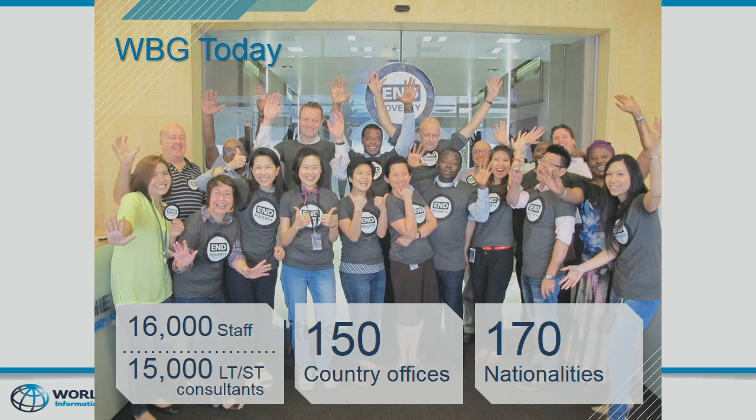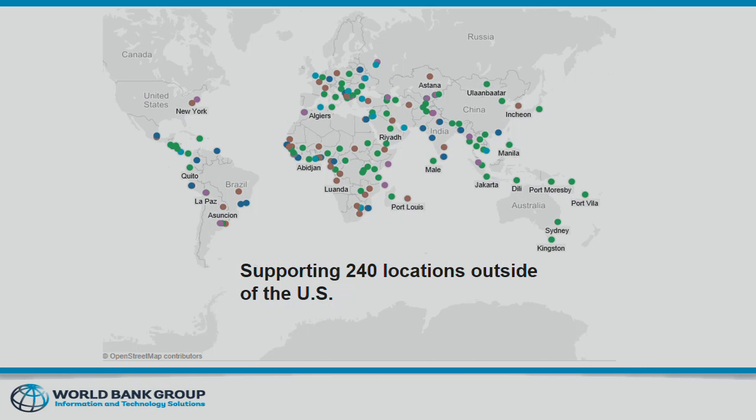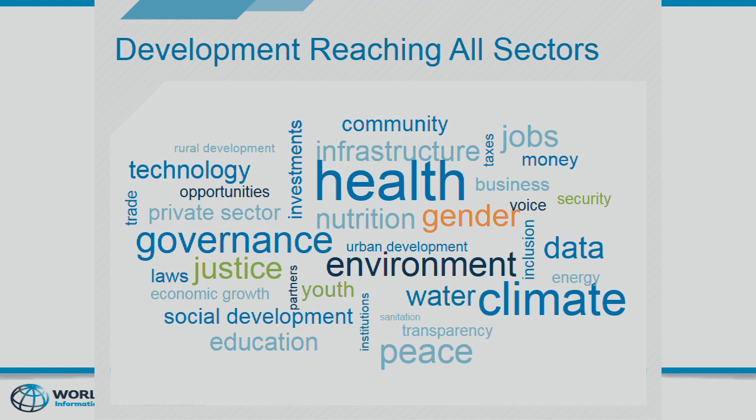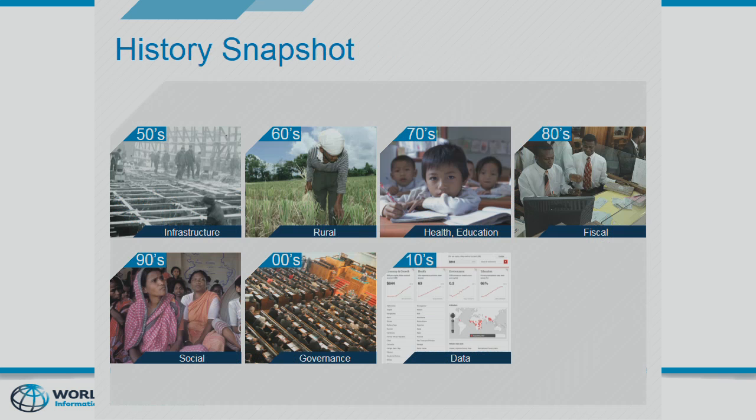So the size of the institution, just to put things in context: we have about 16,000 staff, and about the same amount of consultants at any point in time. We operate out of 150 country offices, and we are represented by 170 nationalities, so it's a very diverse group. Right now, we operate out of 240 locations outside the United States, so this gives a little bit more idea about where information originates and how we support our clients. This also gives an idea of the types of things the bank does. As you see, it's multiple sectors, multiple industries, and the content is also very diverse.